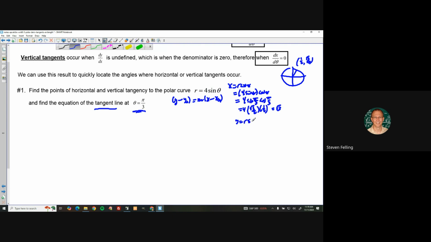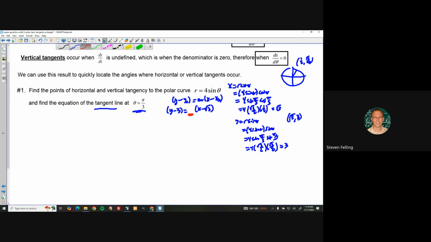The y will be r sine theta, right? But the r is 4 sine theta times another sine theta. So this is 4 times sine of pi over 3 times another sine of pi over 3, which would be 4 times the square root of 3 over 2 times another square root of 3 over 2. So that's going to be square root of 3 times square root of 3, which is 3. So that means that the point on the curve is x is square root of 3, y is 3. So this is going to be y minus 3 equals some slope times x minus square root of 3. Now my last bit is to plug in the slope.